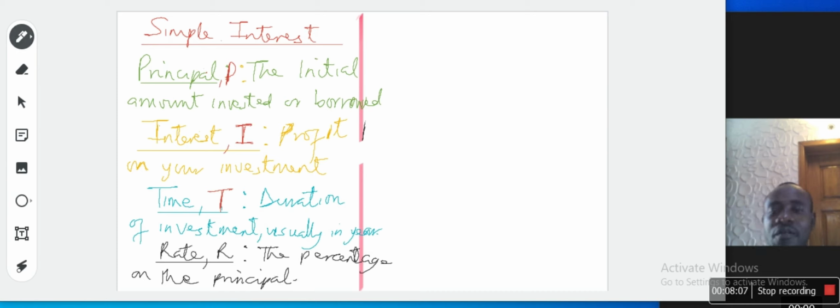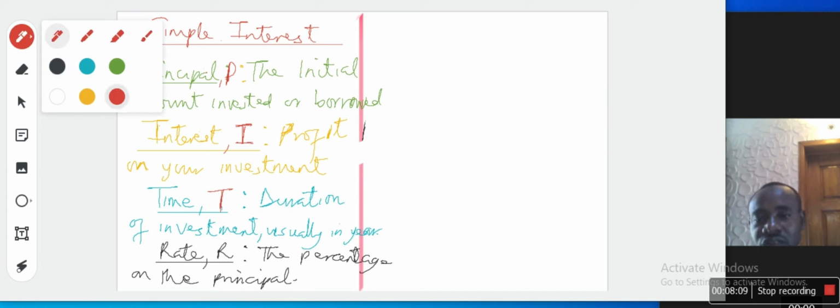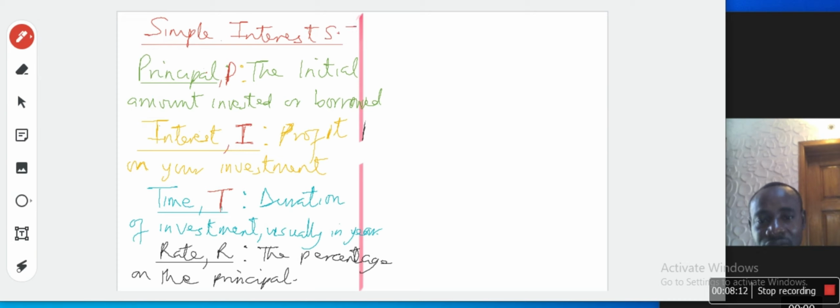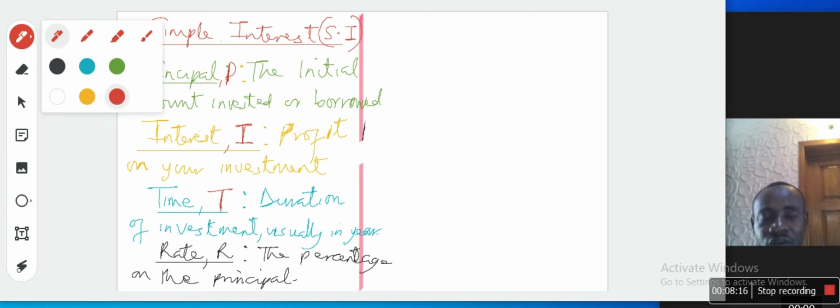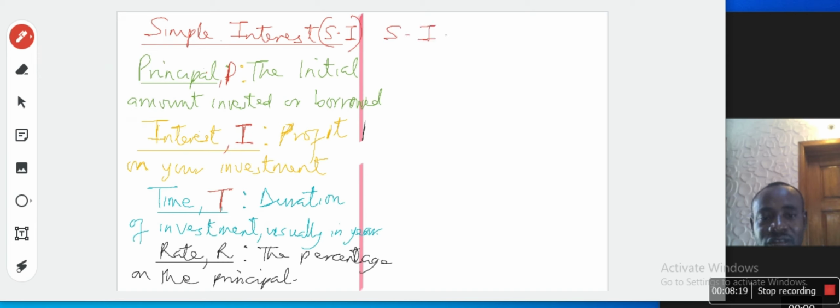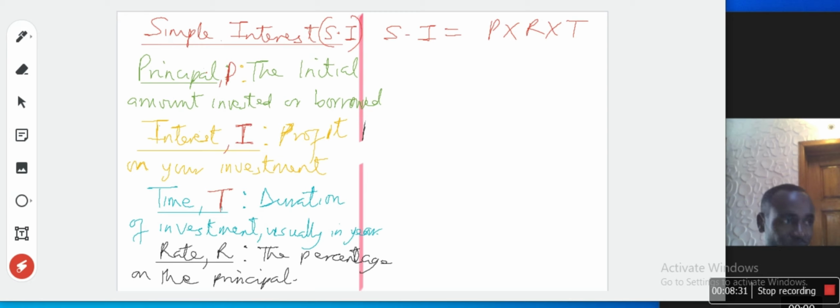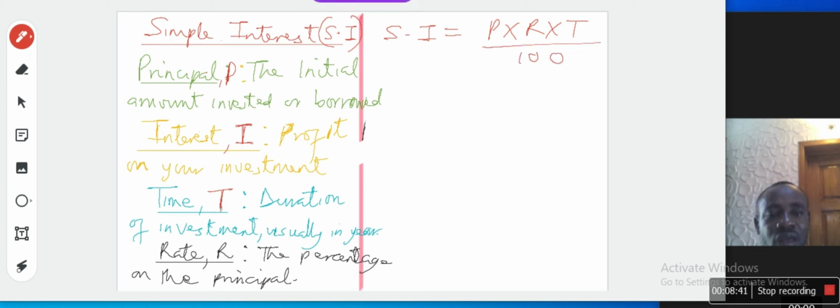Alright, so simple interest. We represent it with SI. The formula for simple interest is SI, a very simple formula we know: principal times rate times time. Did you see that? Now, you might want to say over 100. Obviously, we know rate is over 100. So, principal times rate times time over 100.